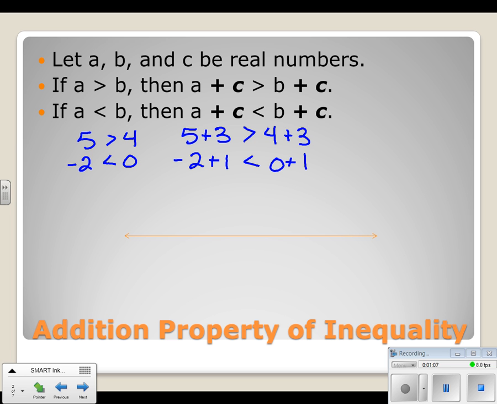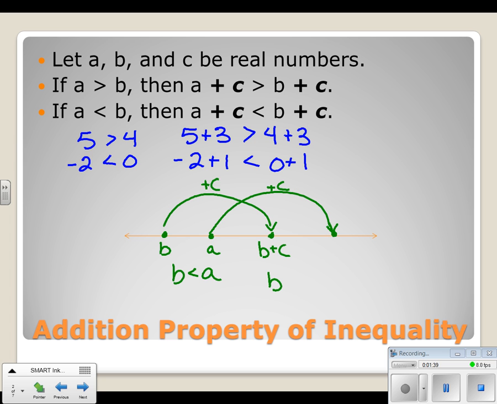If I were to graph something, let's say here is B and here is A, we know that B is less than A. Well, if I take B and add C to it, and I add the same C to A, then B plus C is still less than A plus C. You can see that there on our number line.